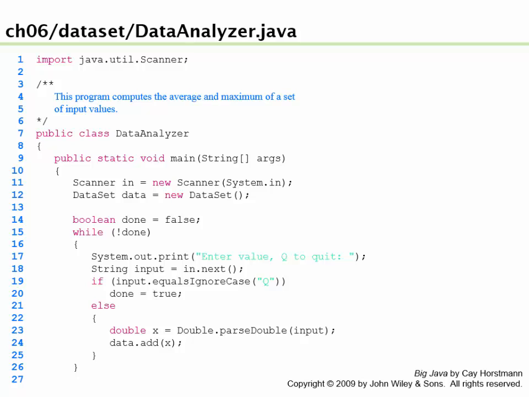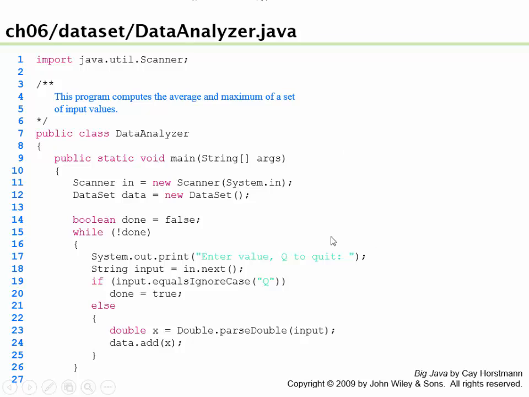Here we have a data analyzer, and we're using the scanner, and we're setting the scanner. Remember, the scanner is this thing that allows us to read data in from a file or from the user. In this case, we're reading it in from the user, the command line. Create the new scanner. We create something called a data set. And then we start our loop.